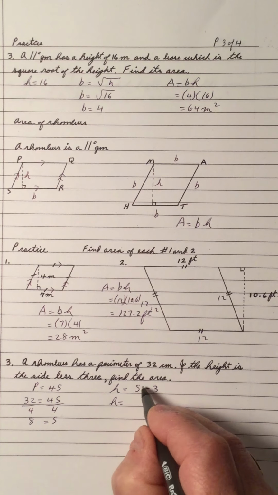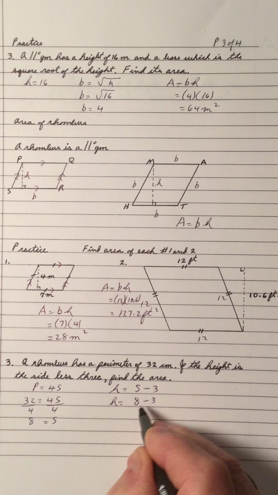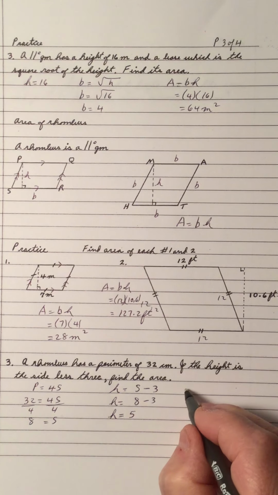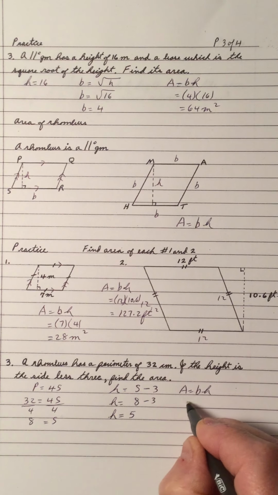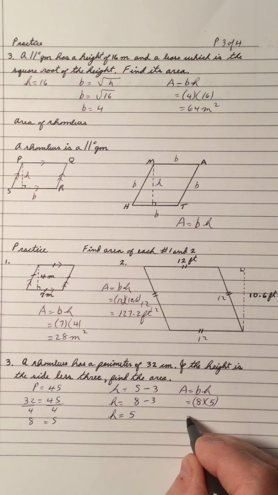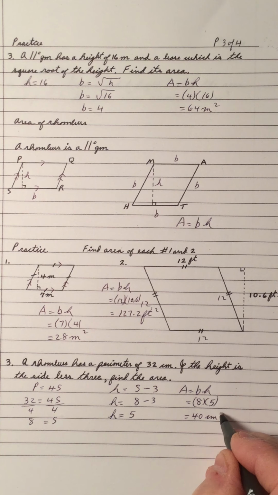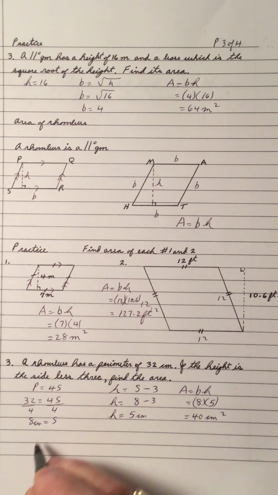So the height is the side less 3. S is the side, so the side is 8. 8 less 3, so that means the height is 5. And we want to find the area. Area is base times height. The base is 8. The height is 5. So 5 times 8 is 40, and it's centimeters, so it's centimeters squared. Remember, this is 5 centimeters, and that's 8 centimeters.